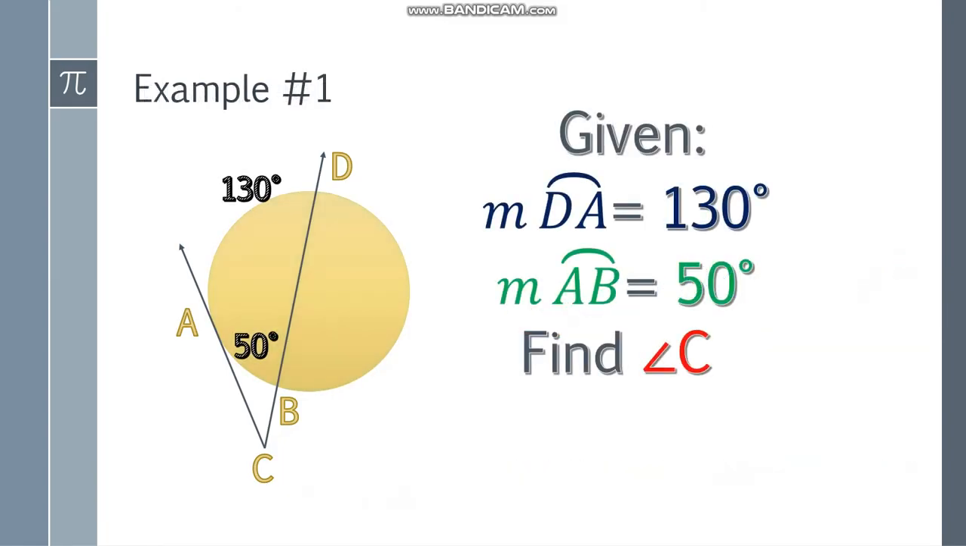Let's have an example to be clear. In the first example, we have a given arc DA of 130 degrees, and arc AB, the smaller arc, is 50 degrees. We are asked to find the exterior angle, which is angle C. So how are we going to solve that?